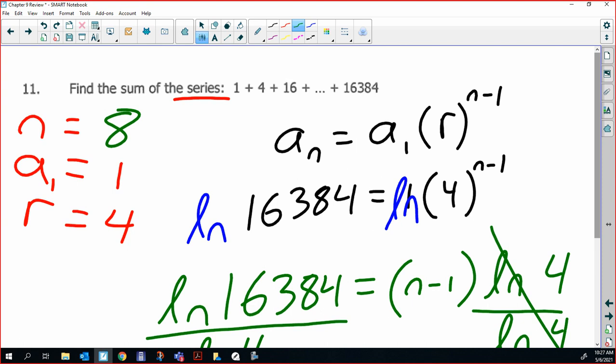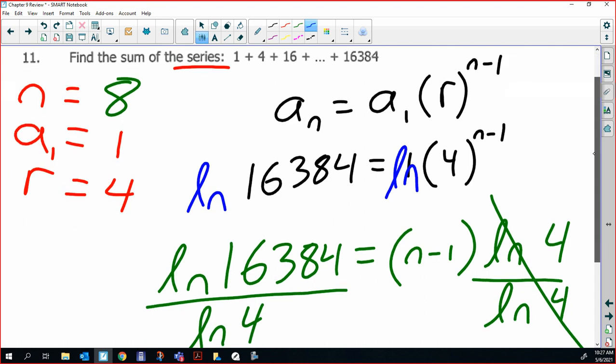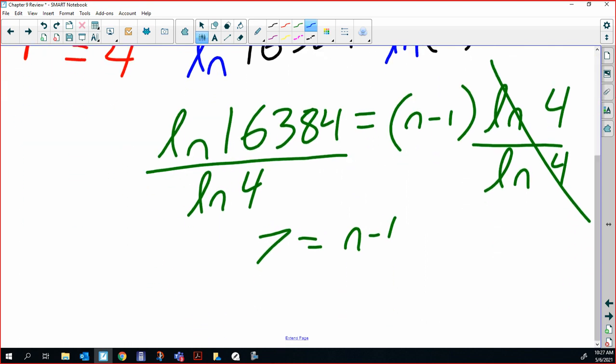Now that's not the question. It didn't say what is n. It said find the sum. So we have to add all of those numbers? No, we have to use the formula for the sum. I know, but still, it's going to be huge. It's going to be pretty big.